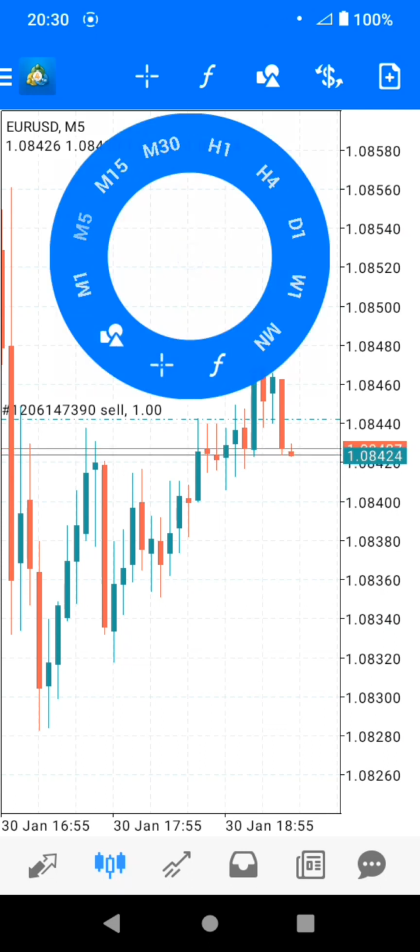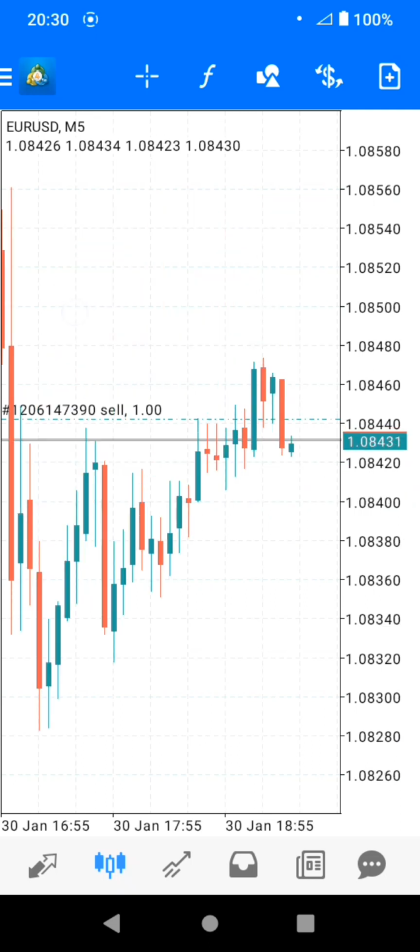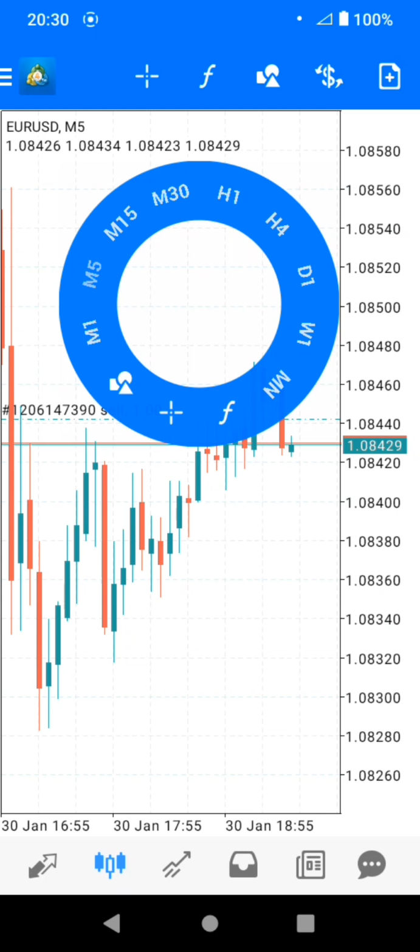Now you have the time ranges. You have the M1, which is 1 minute. So if I shut this one, each candle you are seeing here is 1 minute. If I touch M5, it's 5 minutes. M15 is 15 minutes. M30 is 30 minutes. H1 is 1 hour. H4 is 4 hours. D1 is one day. W1 is 1 week, and MN is month. You already know what the F stands for, and you can see the circle and all that.